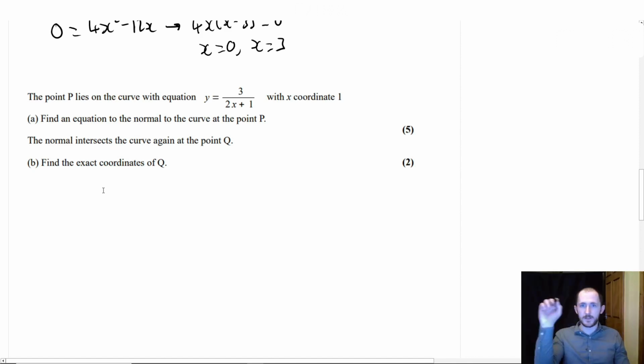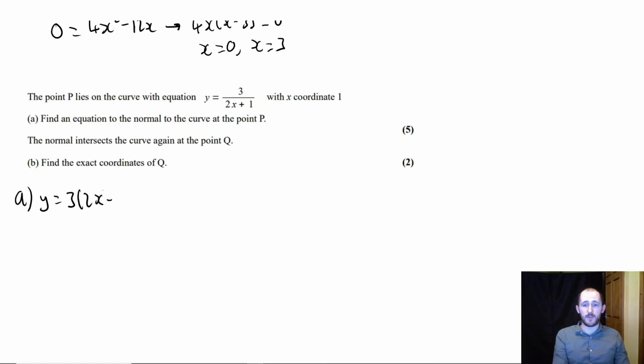So we have some curve and there's a normal, a perpendicular line to it. So we have part A here. Again, we're going to write this in terms of indices. Why do I know that I'm going to differentiate, other than the fact that this is a differentiation video? Whenever we talk about equations of normals, we need to find the gradient of the actual curve. So what we have to do here is work out the gradient of the curve when x equals 1, and that will give me the gradient that I'm going to take the negative reciprocal of.